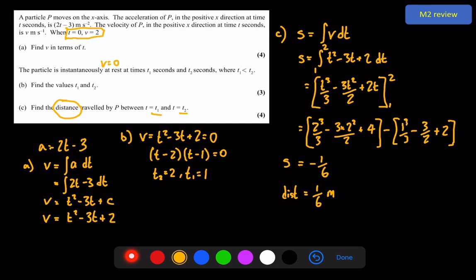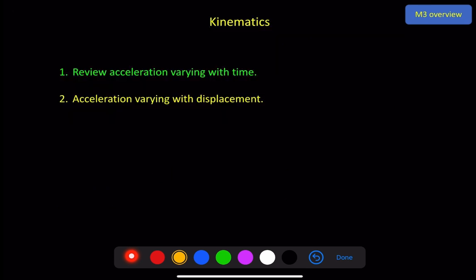If all of that is familiar to you, this first video should be fairly straightforward because it's basically just a review of acceleration varying with time. Maybe your integration or your differentiation will be a little bit more complicated in M3, but it's basically the same thing. In the next video, we go into acceleration varying with displacement.